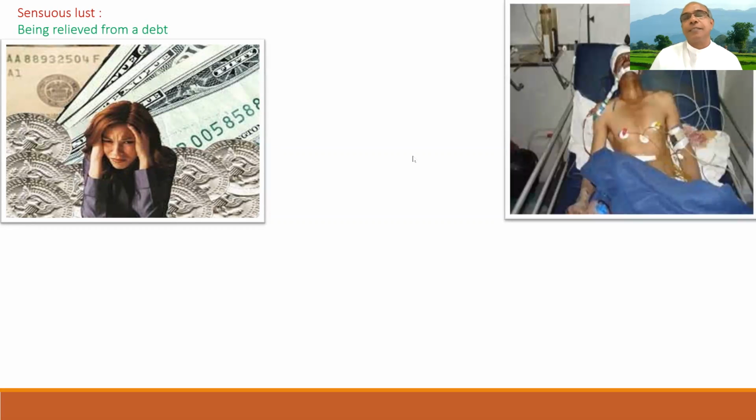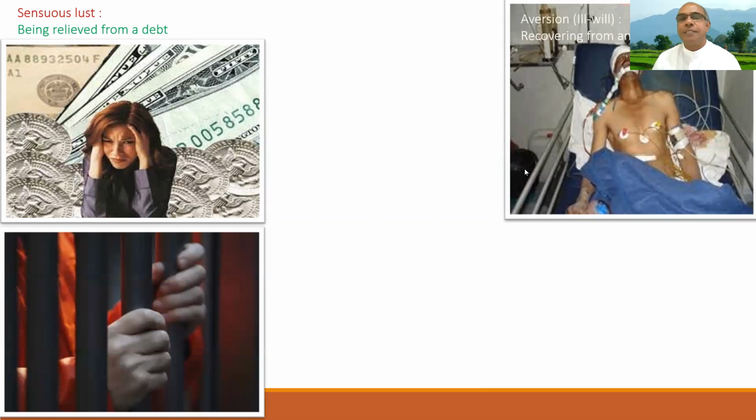Let me illustrate it a little bit. Suppose you are troubled with debt. Right? Repaying that and being relieved is equivalent to getting rid of your wantings to go after seeking happiness from outside. Right? You being relieved from that is like you have paid the debt. Then sickness, overcoming a sickness and being healthy again is similar to overcoming aversion. Recovering from an illness is like overcoming aversion, right?